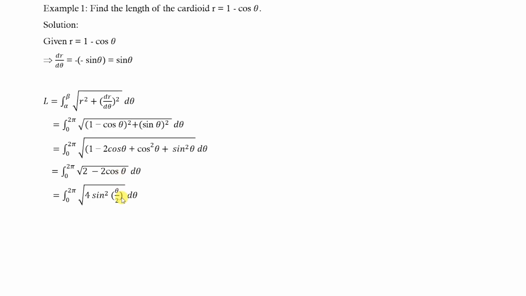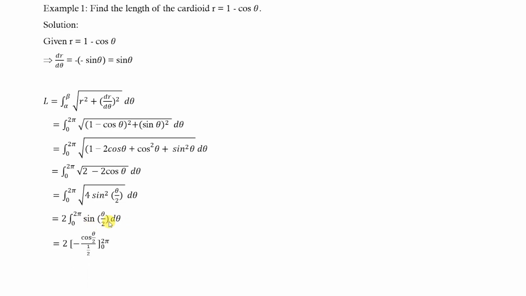Now apply the half angle formula: 1 minus cos theta is equal to 2 sin squared theta by 2. 2 into 2 becomes 4, so we get 4 sin squared theta by 2. This simplifies to the square root of 4 times sin squared theta by 2, so it is 2 sin theta by 2. We have to integrate this with respect to theta between the limits 0 to 2 pi.